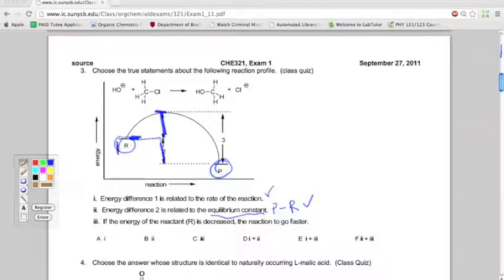Now if we decrease this, so let's draw this new one. You bring your R here. Now, we just went over in answer number 1 what this hump going from the reactants to the top means. It means the rate of the reaction. Now, if you're increasing the height of that hump, see how much farther up that is? Your reaction will actually go slower, so that is false. So your answer is D.